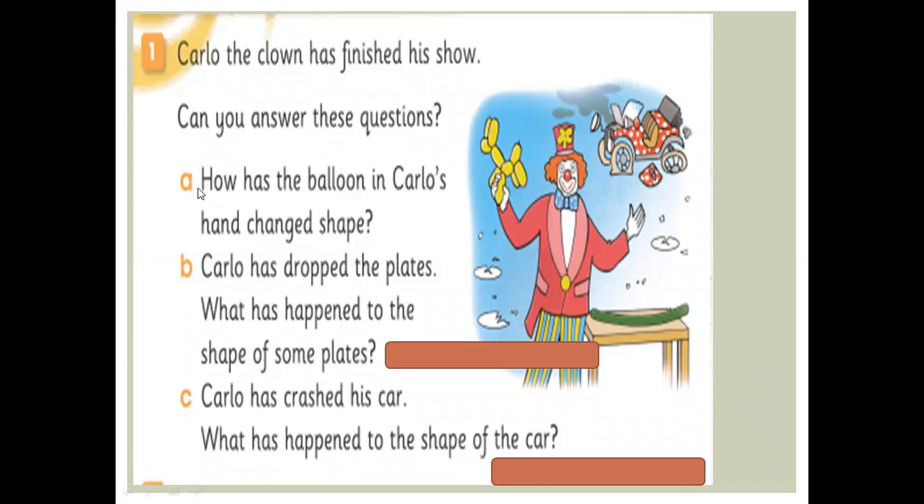Question number 1A. How has the balloon in Carlo's hand changed shape? See the picture here. In Carlo's hand, there is a balloon. So what did he do with the balloon, boys? See the picture carefully. He bent the balloon and he twisted it. So how did the balloon change? Bent and twisted.